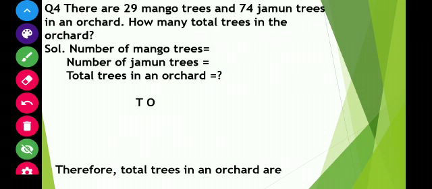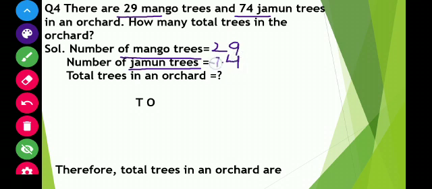Now a second question. There are 29 mango trees and 74 jamun trees in an orchard. How many total trees are in the orchard? The information we can see in the question is first the number of mango trees given. So we will write the first information in statement form: number of mango trees is 29. Now coming to the second information, first is our information, 29 mango trees. The second information in the question is the number of jamun trees, which is 74. So we will write number of jamun trees is equal to 74.